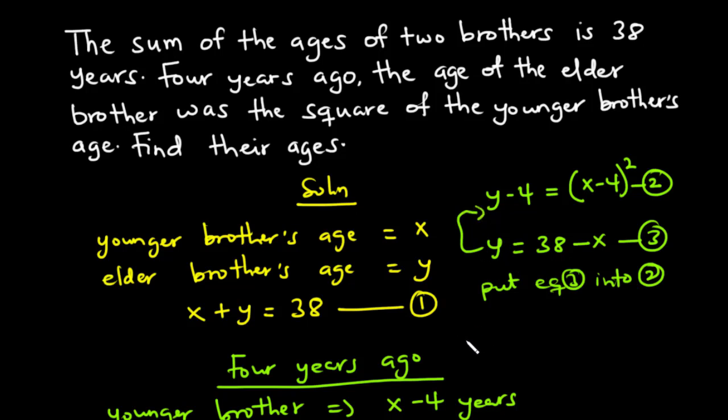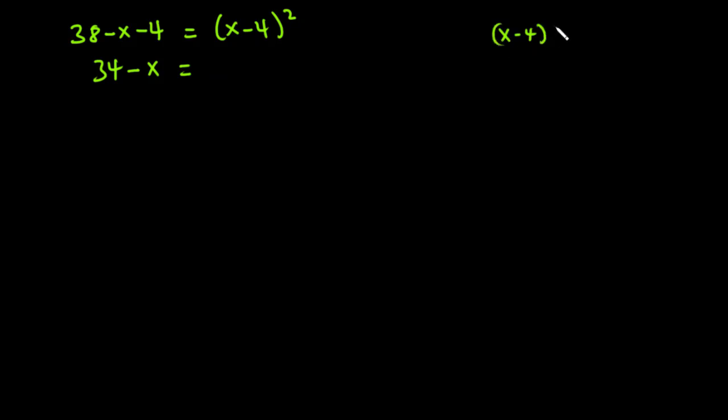So now we have 38 minus x, that is y, minus 4 equals x minus 4 all squared. So we had 38 minus x minus 4 equals x minus 4 all squared. So let's simplify further. Now 38 minus 4 is 34. So you have 34 minus x equals, now this basically means that you have x minus 4 times x minus 4.